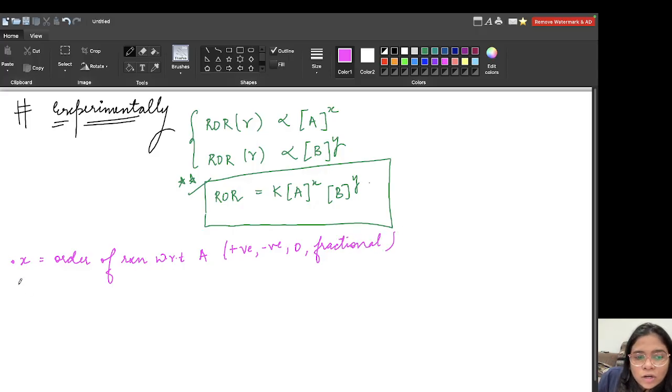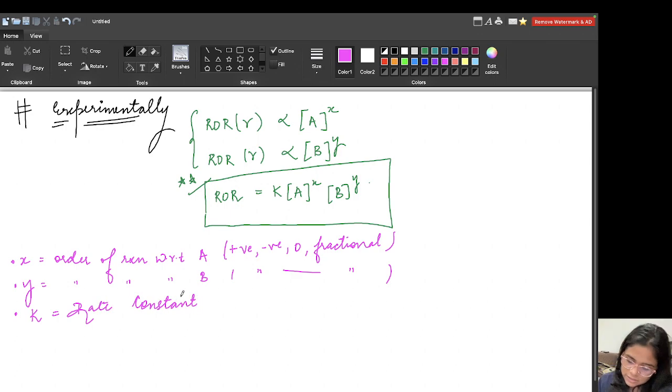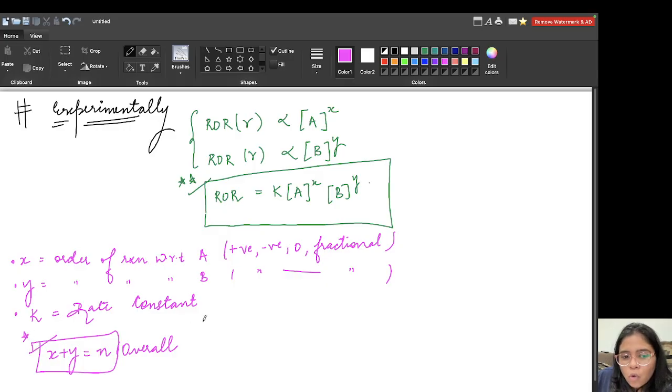What is y? y will be the order of reaction with respect to B. Similarly, this can be positive, negative, zero, fractional, anything. What is K? K is my rate constant. And x plus y will be equal to n, which is the overall order of the reaction. Very important: x plus y equals n, the overall order of the reaction.